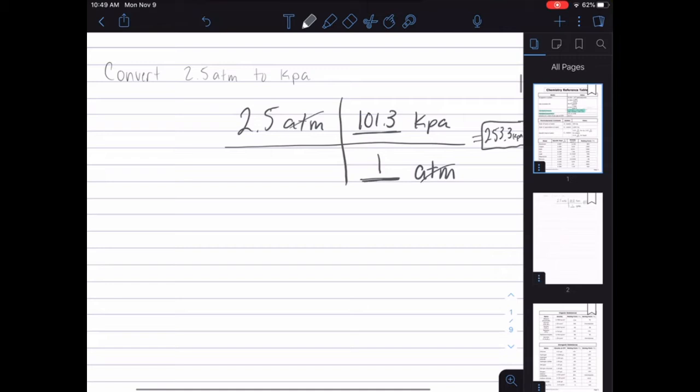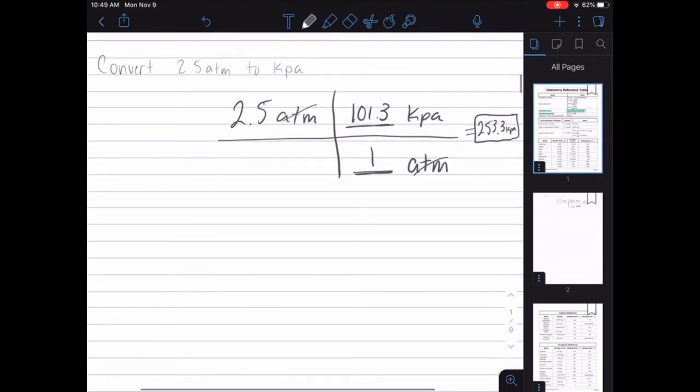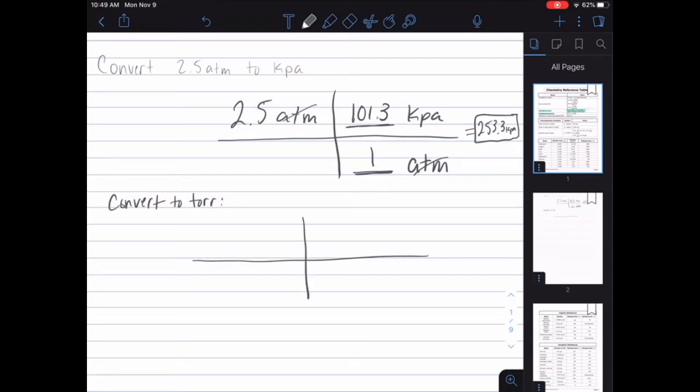So we can use the same process to convert between any of the units. So what if we wanted to convert that 253 kilopascals to torr? And we're going to set up our T-chart, take our given. This time our given is 253.3 kilopascals. We're converting to torr. Means we're going to keep our kilopascals on the bottom so that they cancel.